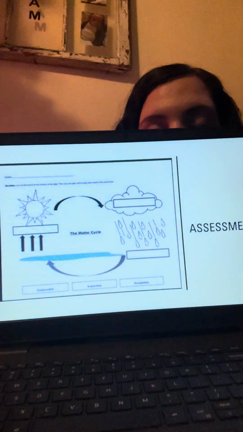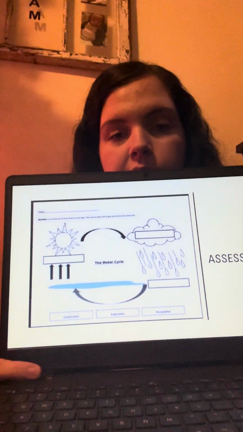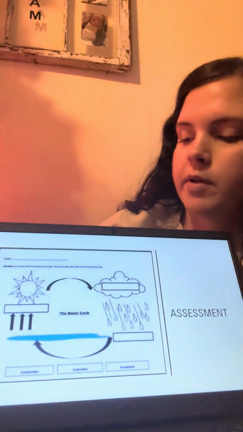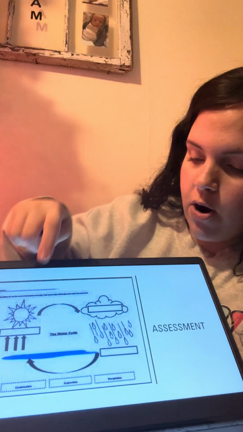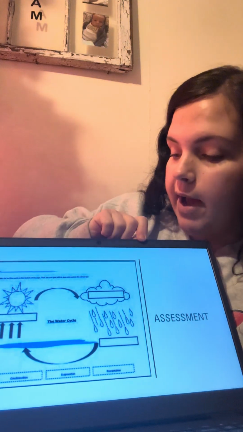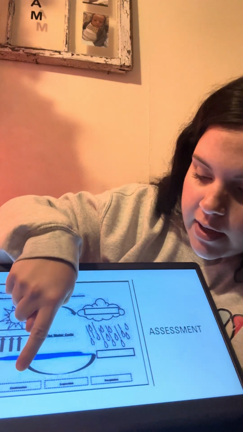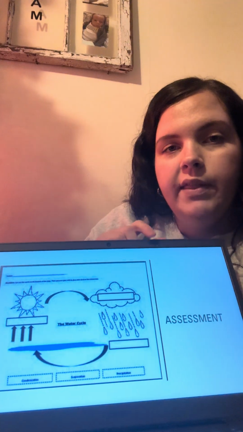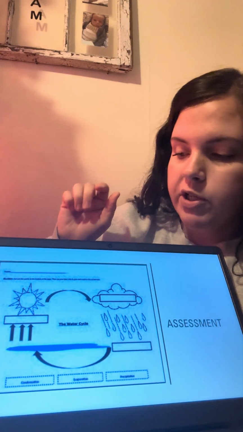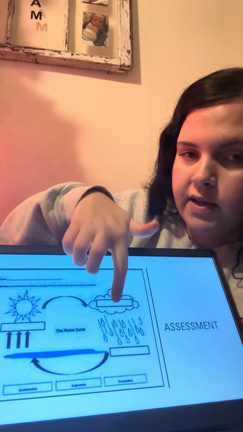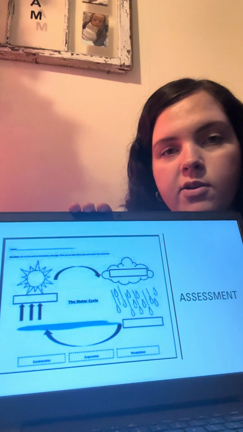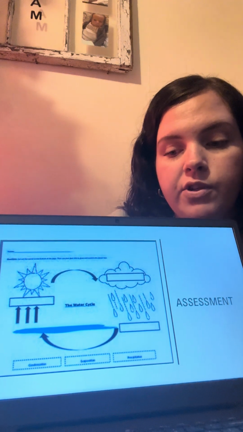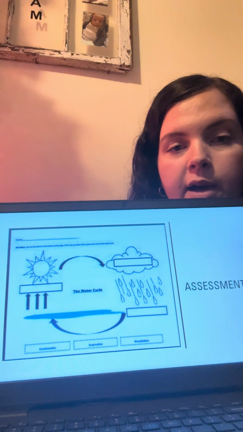Okay, and then lastly, I'm going to pass out this paper. At the bottom, you will see that there are 3 different boxes you need to cut out. The first one is condensation, second is evaporation, and the last one is precipitation. And then after you get those cut out, you are going to glue them in the correct boxes. So you are just labeling this water cycle, and this is going to let me know if you understood this lesson or if we need to go back over it. All right?